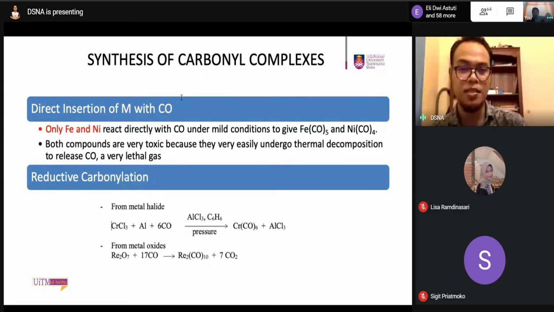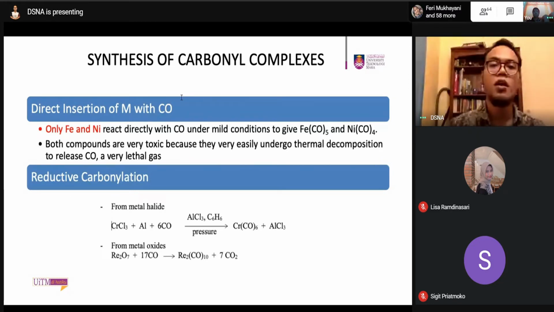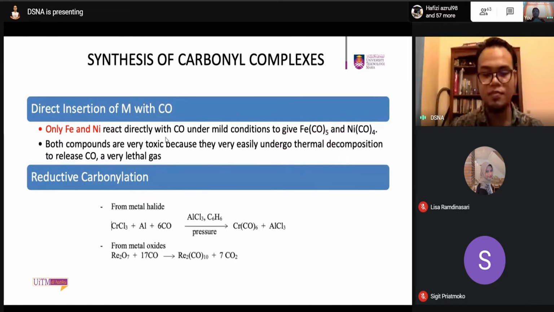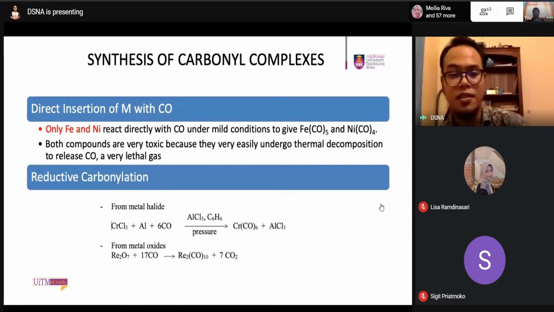Now moving on to the second part of this lecture, on the synthesis of carbonyl complexes. Now the methods that I'm going to be giving soon are based on the book, but definitely when you browse through the research articles online, there will be various ways of synthesizing our carbonyl complexes. And in fact, to synthesize organometallic compounds, we can choose so many methods, from conventional up to the recent ones.